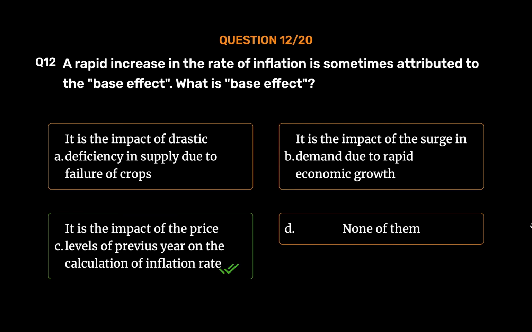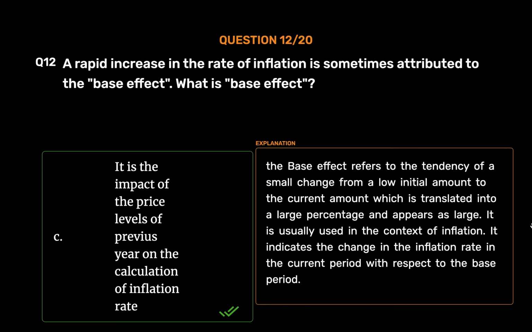It is the impact of the price levels of previous year on the calculation of inflation rate. The base effect refers to the tendency of a small change from a low initial amount to the current amount, which is translated into a large percentage and appears as large. It is usually used in the context of inflation. It indicates the change in the inflation rate in the current period with respect to the base period.